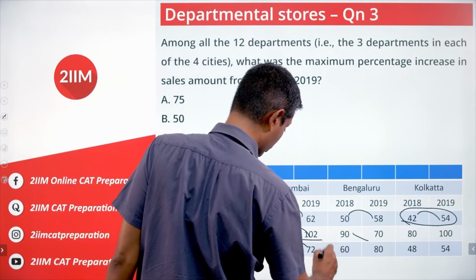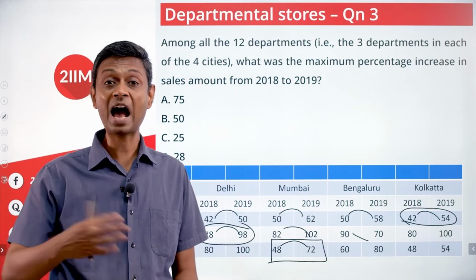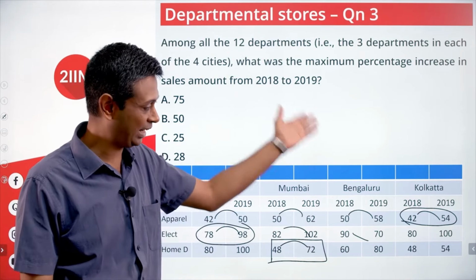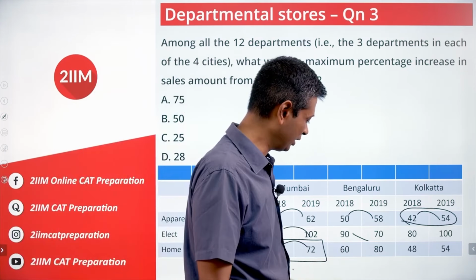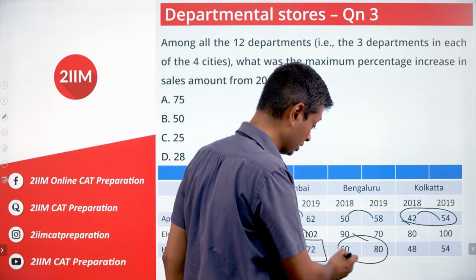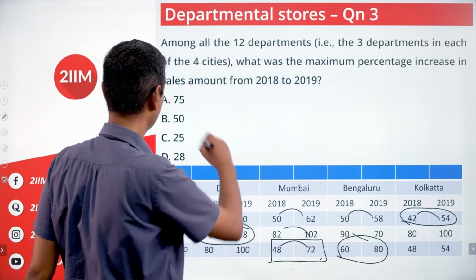48 to 72. It's an increase of 24 on a base of 48. Increased by half, increased by 50%. None of those is close to 50. So far is a winner. 60 to 80, 1/3. Okay, this is also big. This is half. This is lesser or half, 50% is my answer.